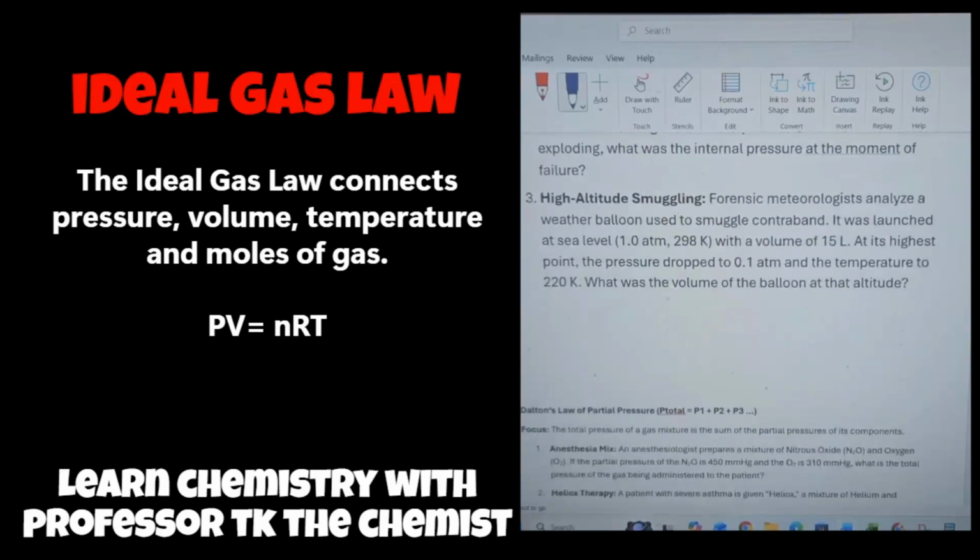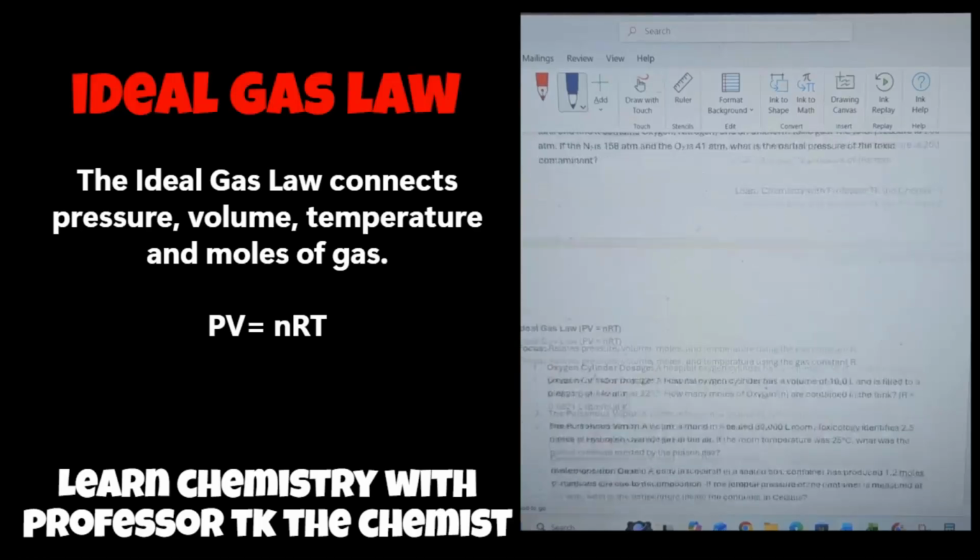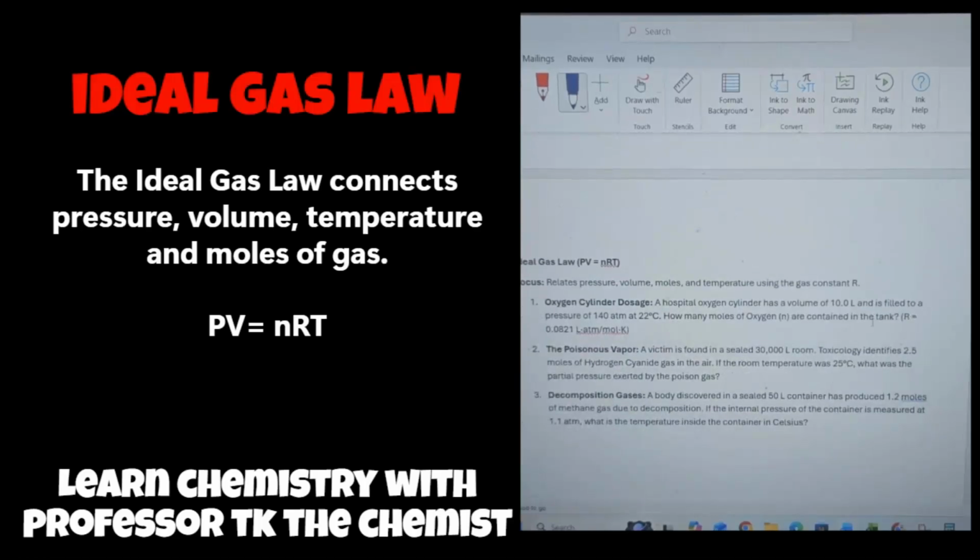I know we've been talking about these gas laws, and I keep seeing a lot of stuff in the comments about the ideal gas law. Now, let me say something about the ideal gas law.